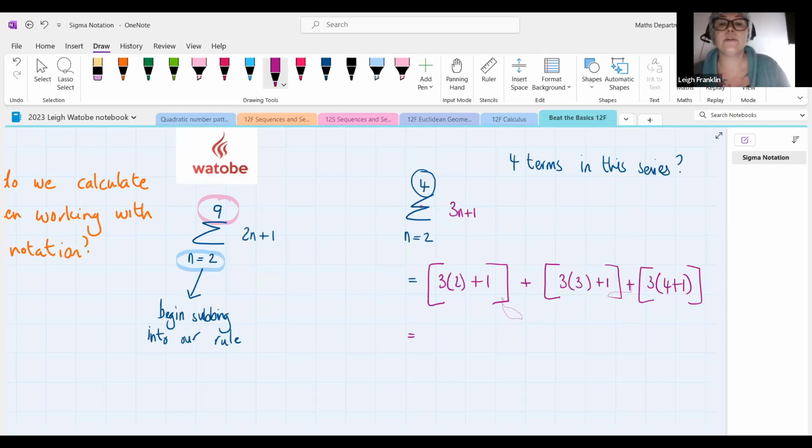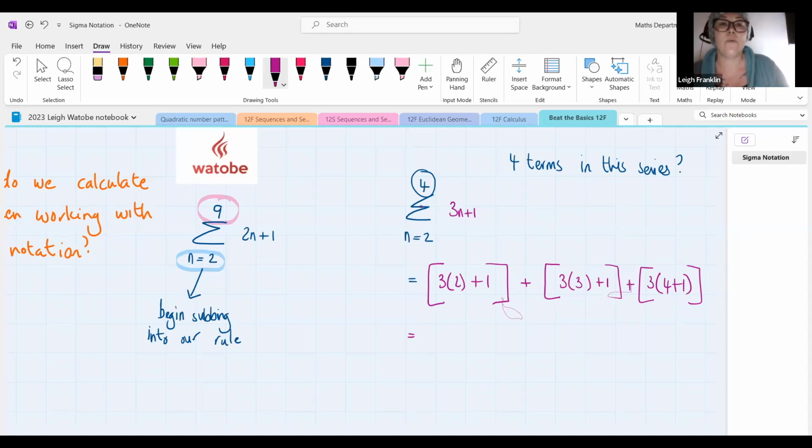There are 3 terms in the pattern. Here's the first term, here's the second term, here's the third term. The number at the bottom is the first number to be subbed in. The number at the top is the last number to be subbed in. Okay, there are 3 terms in this pattern.